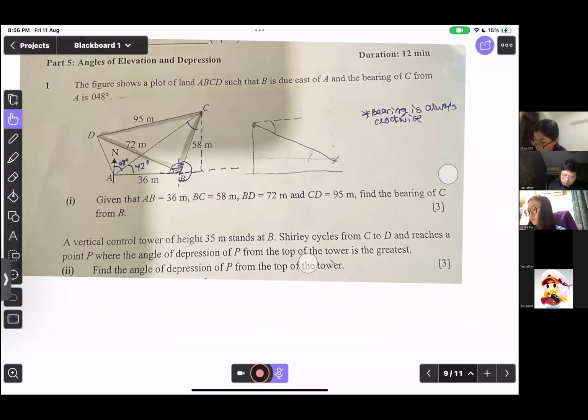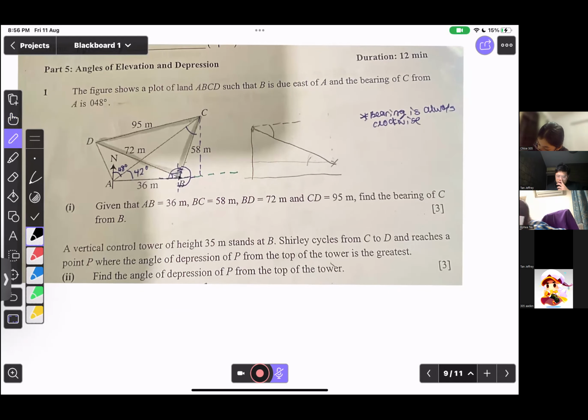So I stand at B, right? Imagine B, then I cycle from C to D and reach the point P, where the angle is the greatest. So point P is along C to D. Imagine you cycle. You'll be at this point where it is at the shortest distance towards P. If you see my dotted line, this shortest distance will be a perpendicular line to DB. So you need to find this perpendicular line. Let's call it H. Do you know how to find this perpendicular line?